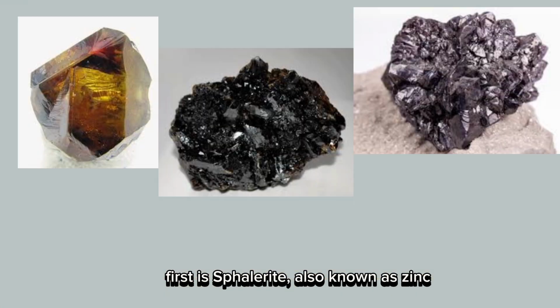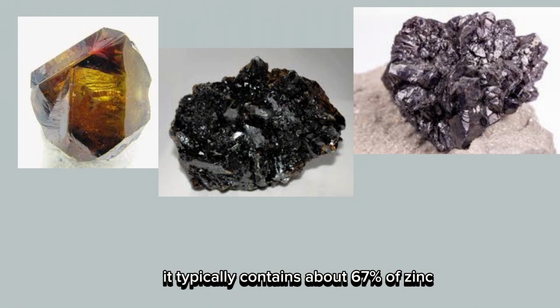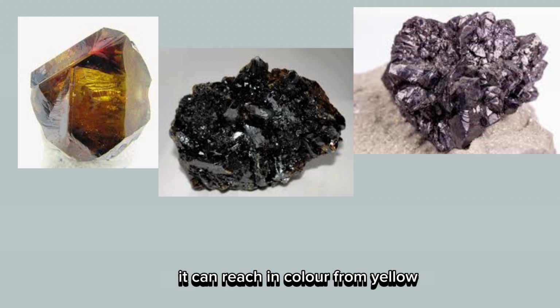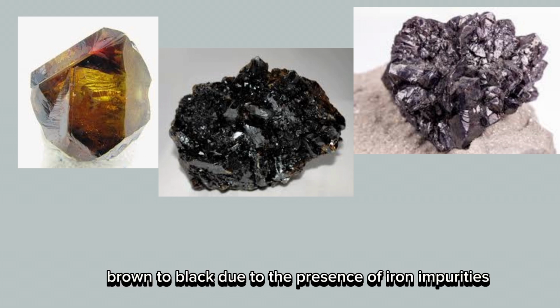First is sphalerite, also known as zinc blende, the most important ore of zinc. It typically contains about 67% of zinc. It can range in color from yellow, brown to black due to the presence of iron impurities.